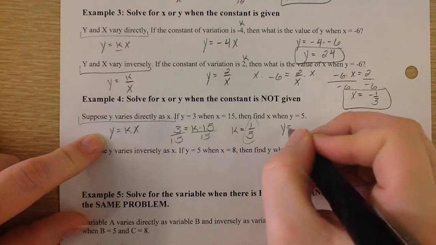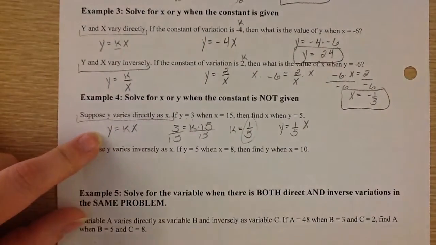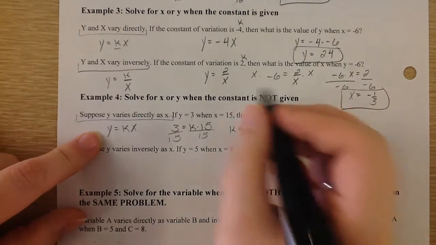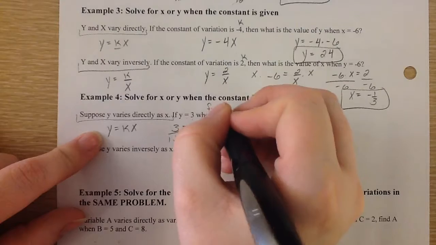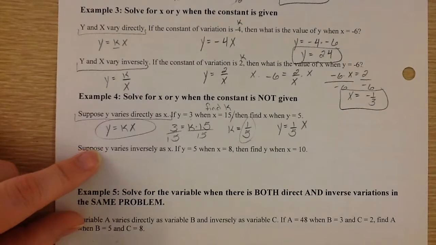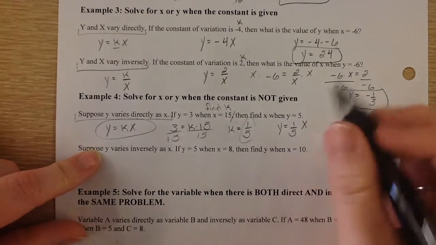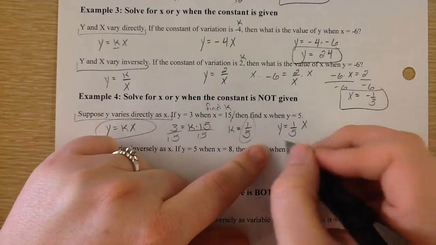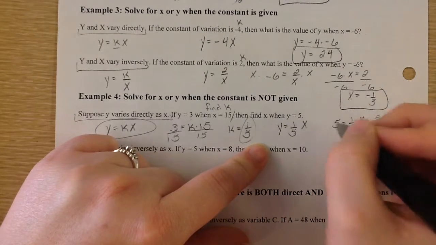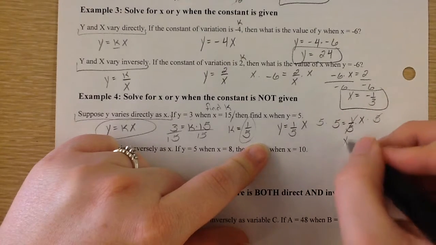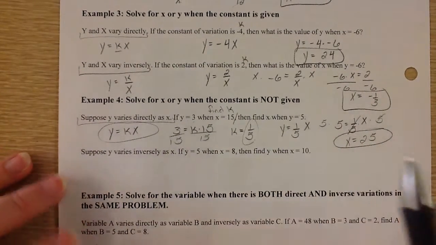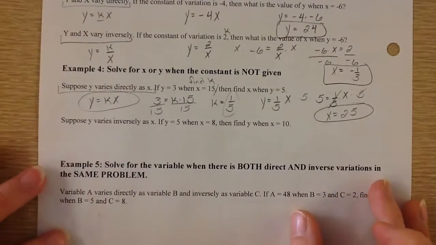So now I can rewrite my equation into 1/5 x. We want to find x when y is 5. So now that we found our k, first things first, I had to find my k. Once I know my k, I can rewrite my direct variation with my k in it. And then now I want to find x when y is 5. So when y is 5, what's x? Well, I have to multiply both sides by the 5. That cancels. X would be 25. So when the constant is not given, you need to find that constant first and then go from there.